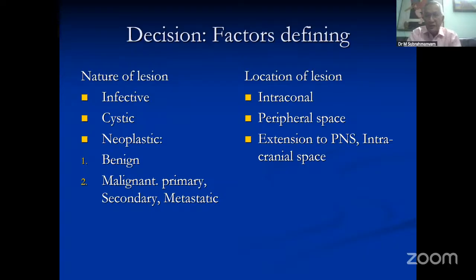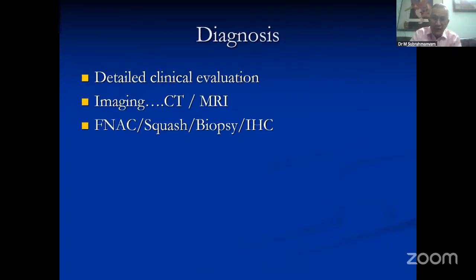And the location of the lesion is very important in making the strategy, especially for surgery. Whether the tumor is intraconal or whether the tumor is in the peripheral surgical space, anterior, superior, inferior, medial, or lateral, or whether it is extending to surrounding structures like paranasal sinuses, intracranial space, etc. Depending on the location, we decide what procedure we would like to make.